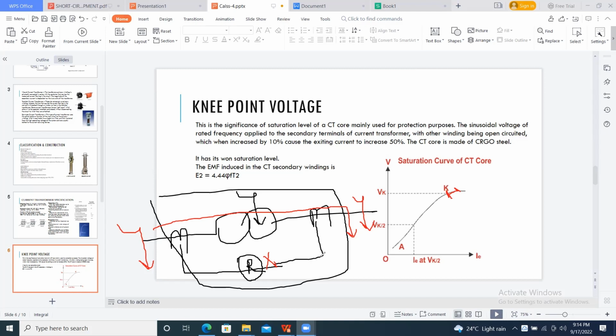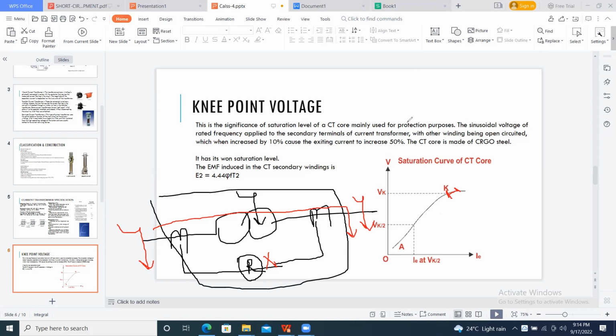To determine this, the CT should be designed with respect to the knee point voltage and the excitation current at half of the knee point voltage. That class of CTs we will call PS class, special protection class CTs.